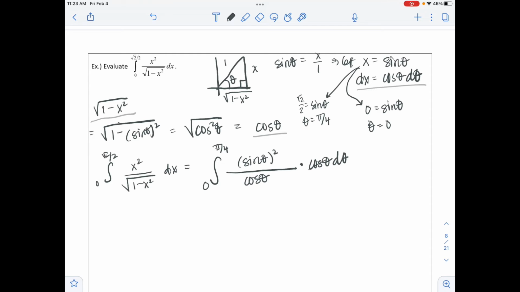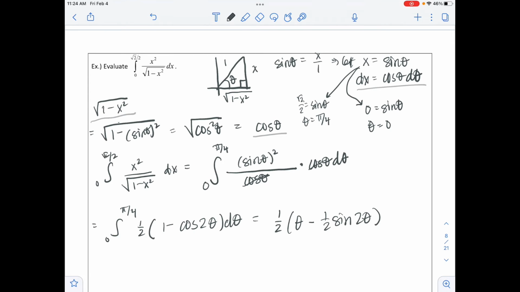From here, you can reduce out those cosines of theta, and then for sine squared theta, we can use our power reducing formulas. That is 1/2 times 1 minus cosine of 2 theta d theta. And I have a 1/2, and then integrating this with respect to theta, this will become theta minus 1/2 sine 2 theta. And we are evaluating this from theta equals 0 to pi over 4.